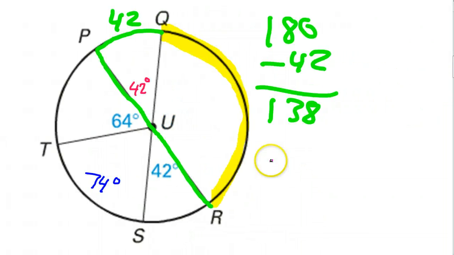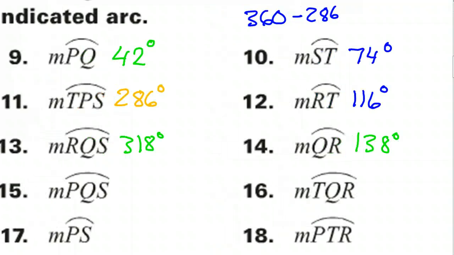Again, you can check your work. 42 plus 138 should equal 180 because it's a semicircle. Alright, let me just put this in the picture, 138 degrees. Because now I have them all. They could ask me anything.